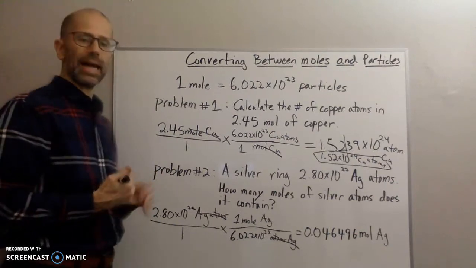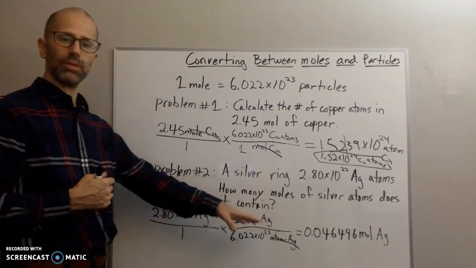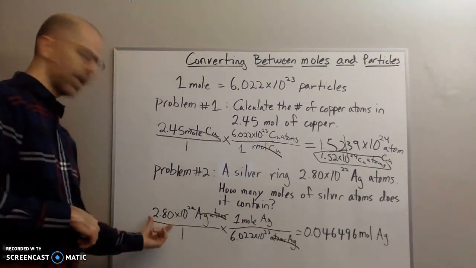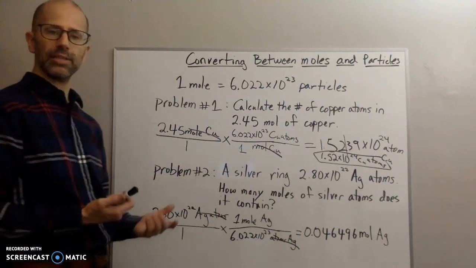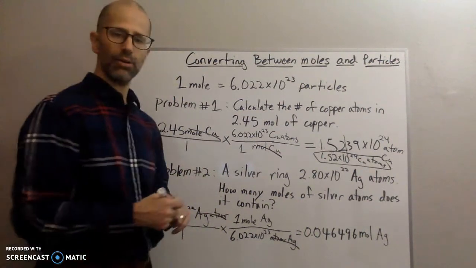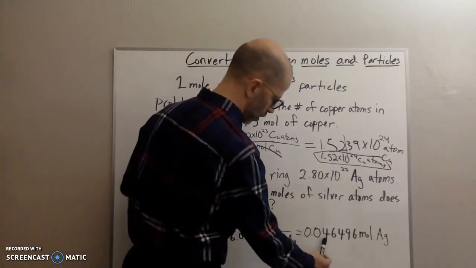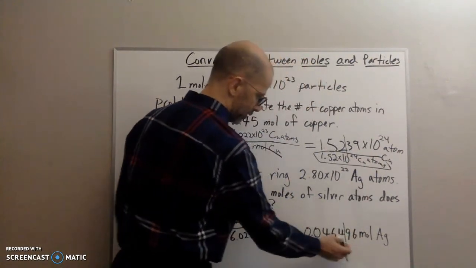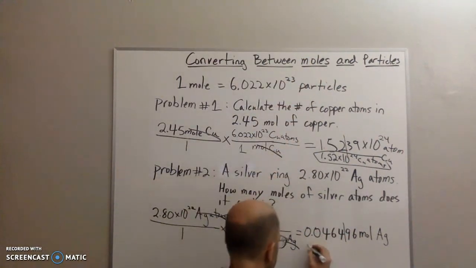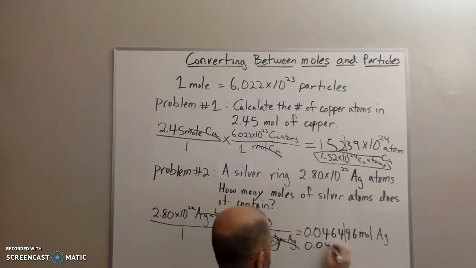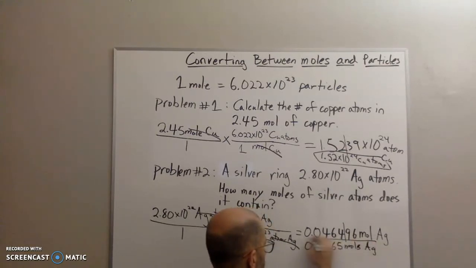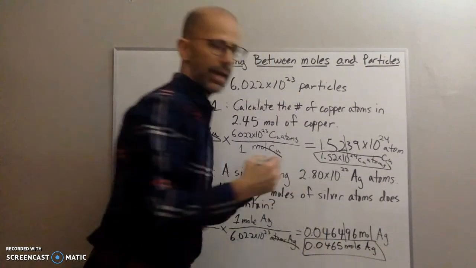So I'm only allowed in my answer the same number of sig figs as the least number. Here I have 4 sig figs. Here again I have 3. 3 is the least number, so I'm only allowed 3 sig figs. So 1, 2, 3. So I cut it off here. That's a 9. Raise that to 5, and I get 0.0465 moles of silver. So that would be my final answer.